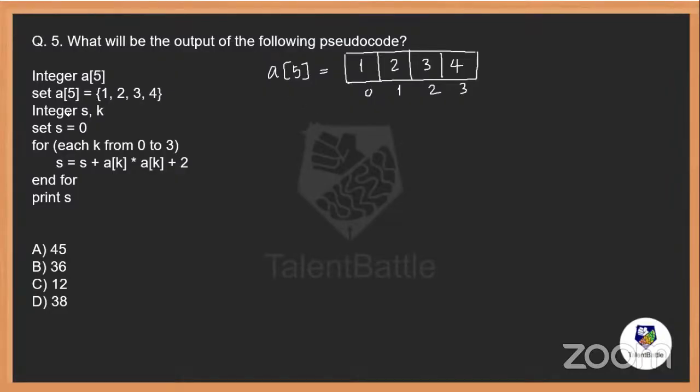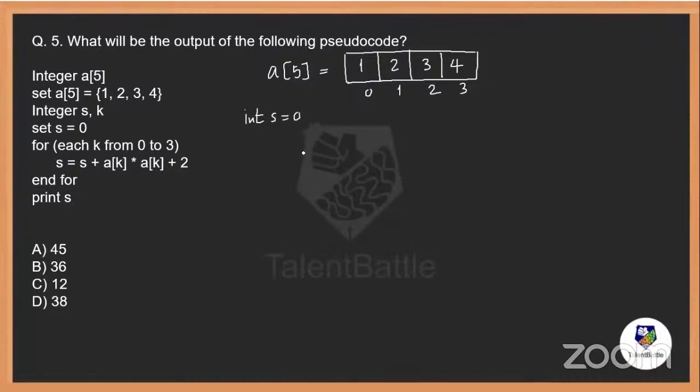After that, integers are declared, s and k, out of which the value of s is set to 0. So my integer s is equal to 0. K is declared as an integer, and the value of k is utilized as an index variable inside the for loop. Okay. And s is initialized to 0, so it will not generate any error at the time of calculating the value of s.